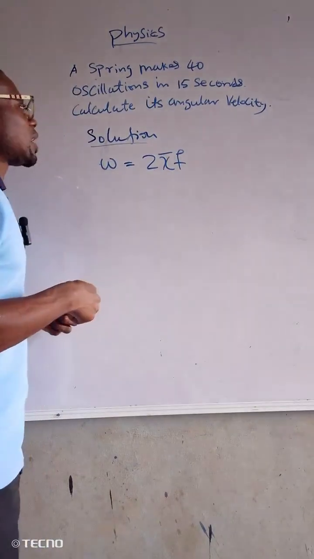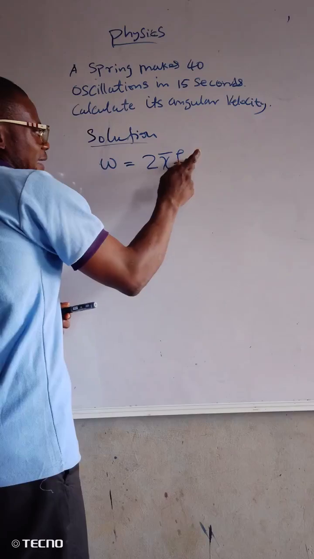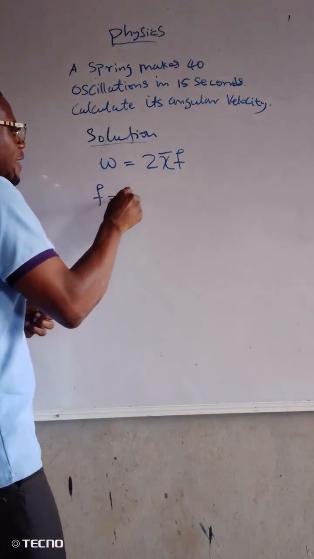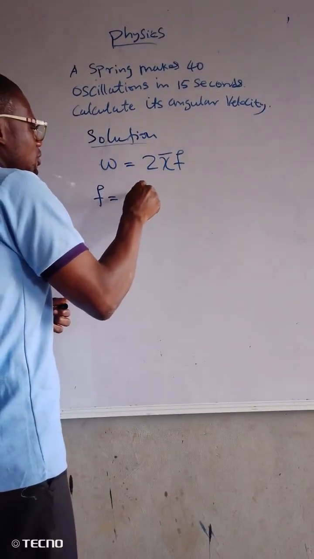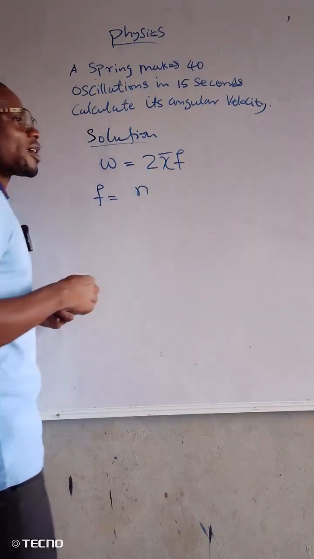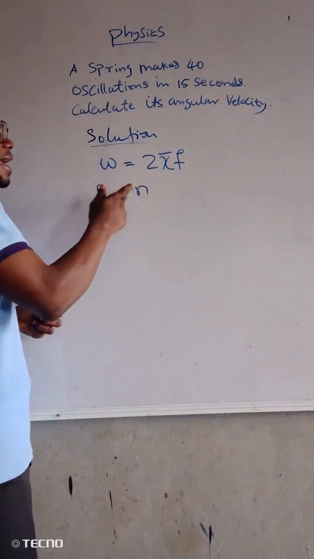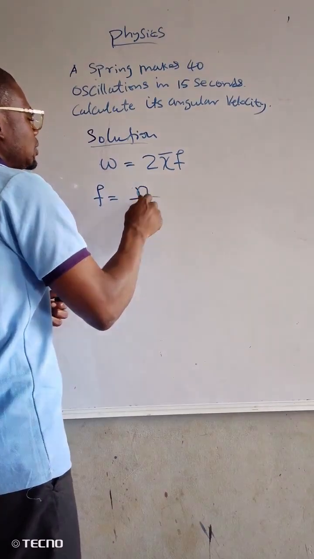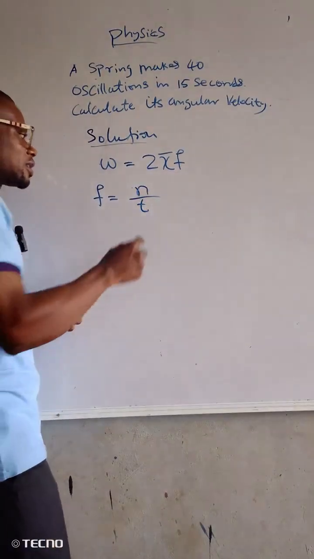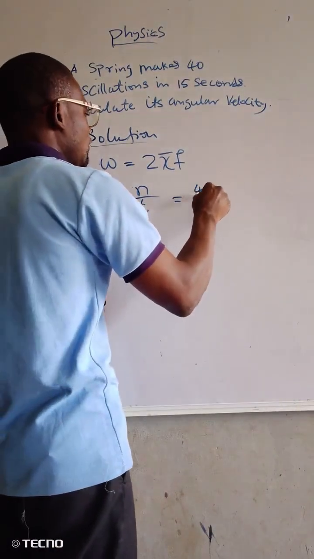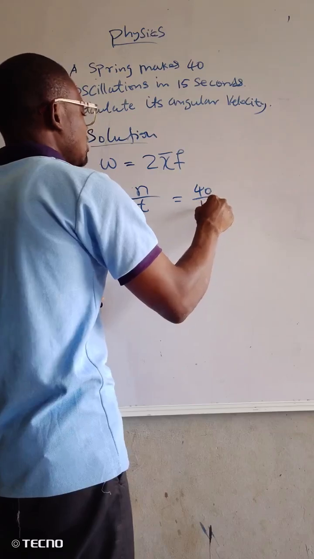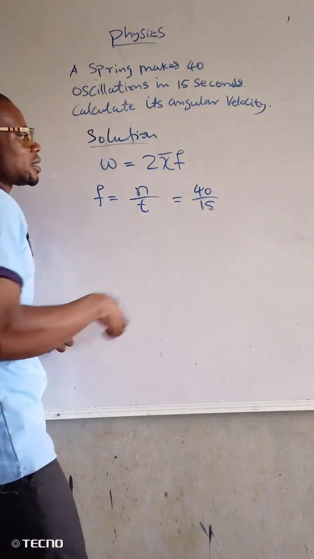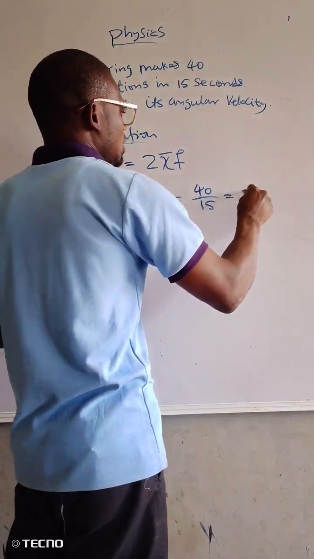The first thing to do is to look for how we can get this frequency. Frequency f equals the number of oscillations, which is always represented by small letter n, over the time. The number of oscillations is 40, over the time, which is 15.